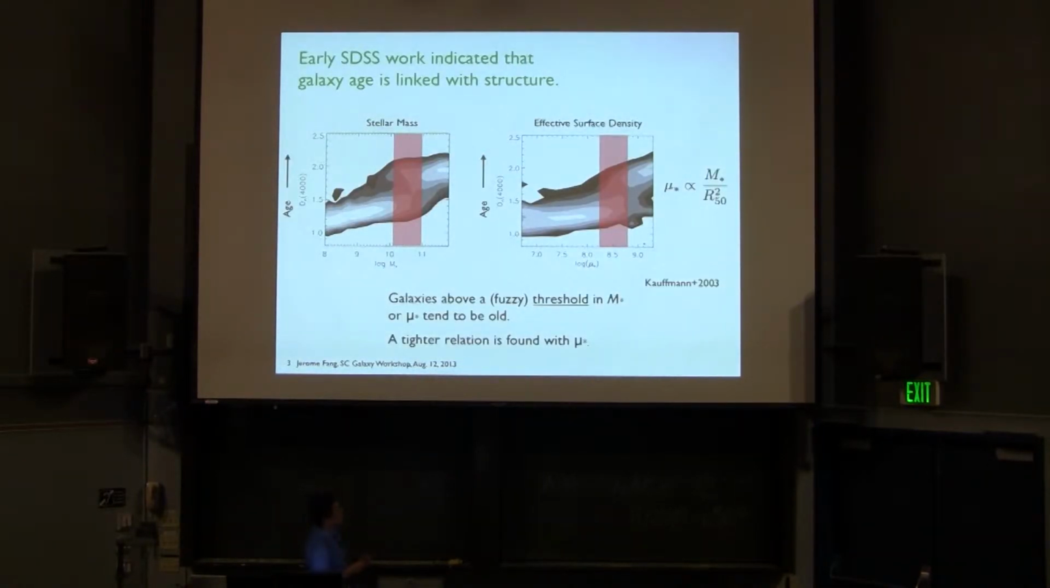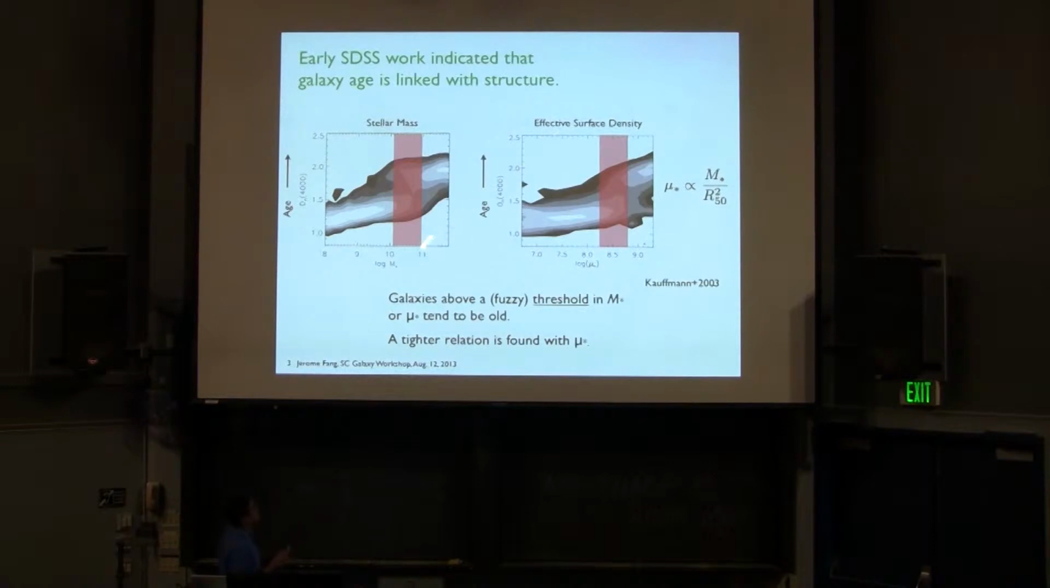If you go to papers about 10 years ago, you look at SDSS work and you find that, yes, there are hints that there is a link between the age of a galaxy and the structure. What I'm showing here are plots from Guinevere Kauffmann's work from 10 years ago, where she examines the galaxy age. This is parameterized by D4000 in both cases. And she plots 2 different structural parameters: the stellar mass on the left and the effective surface density, which is defined over here. And in both cases, what you see is the existence of a threshold. There seems to be some value of both of these parameters above which galaxies tend to be old, i.e. they tend to be quenched.